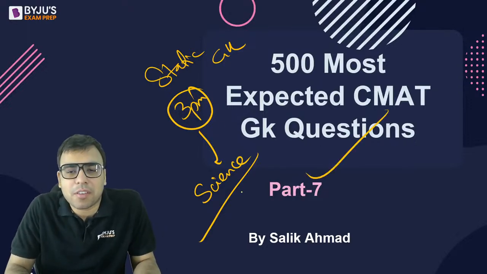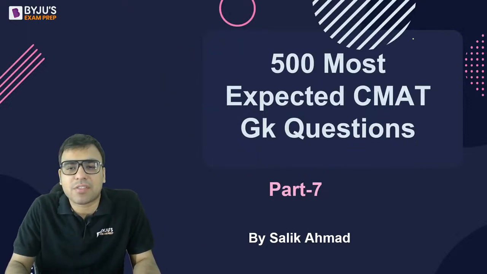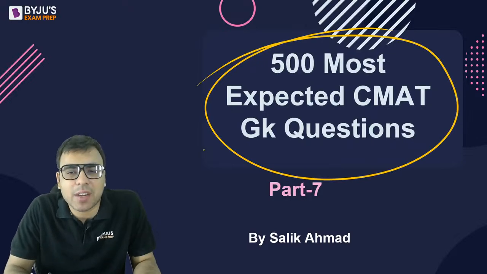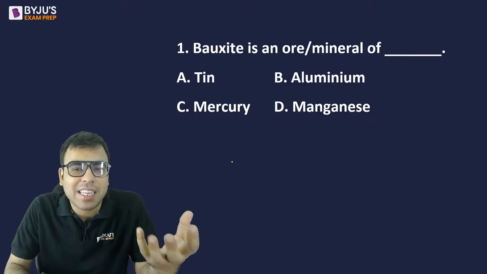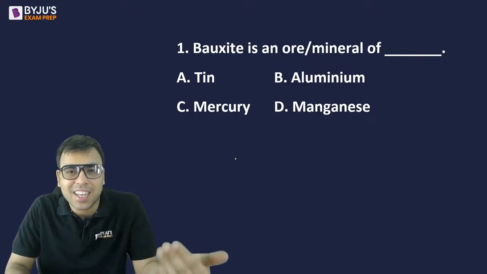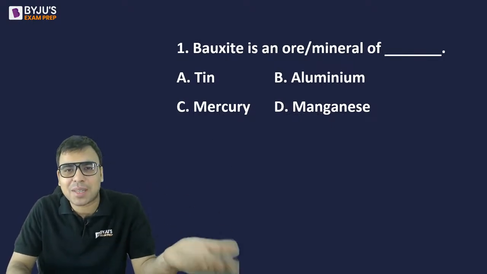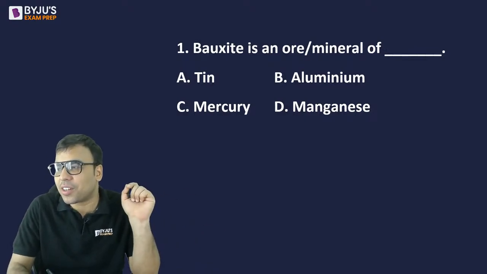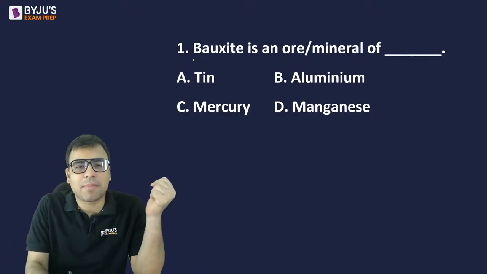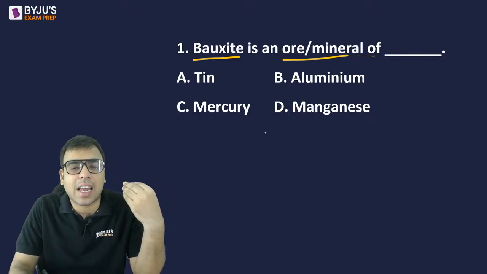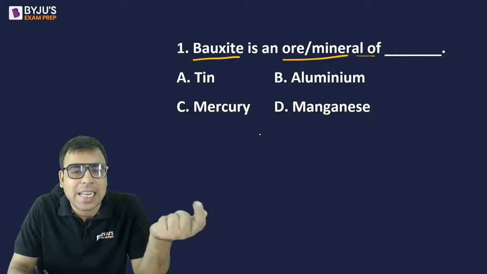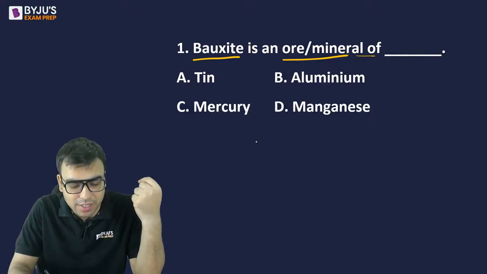So this is the 7th part. We are running this 500 most expected CMAT GK questions session. So let's start with the first question. Initially, some questions will be easy. Then after a few minutes, there will be some tough questions as well. So the first question is, bauxite is an ore mineral of tin, aluminum, mercury, manganese. What is the right answer to this question?